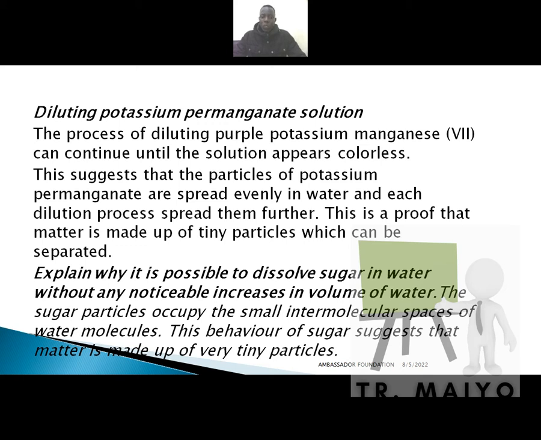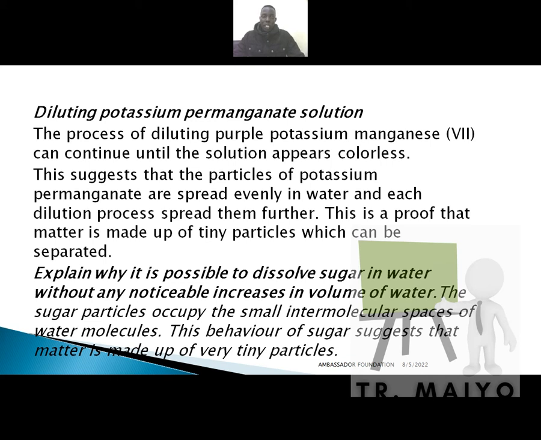Let me ask you a question here, then I answer you immediately. Explain why it is possible to dissolve sugar in water without any noticeable increase in volume of water. This is what we always do at home.